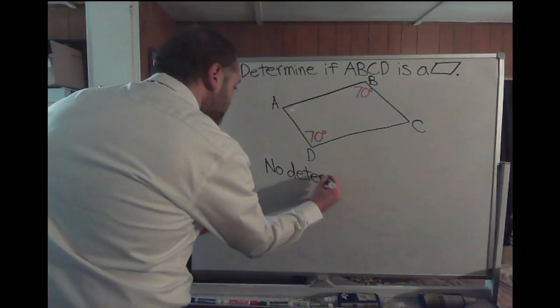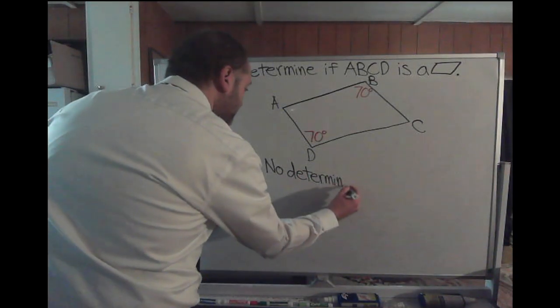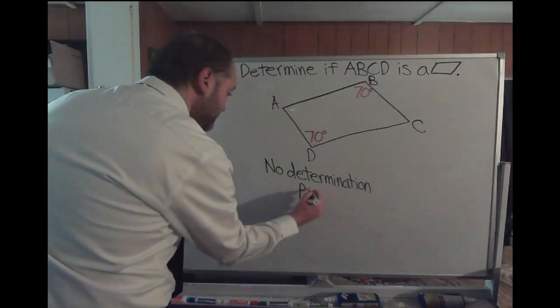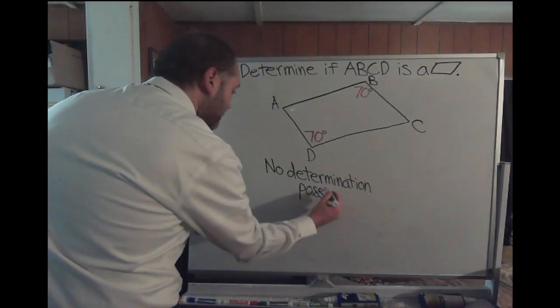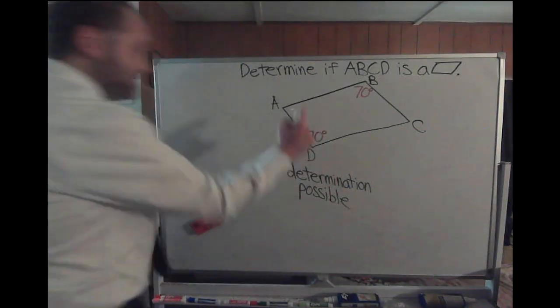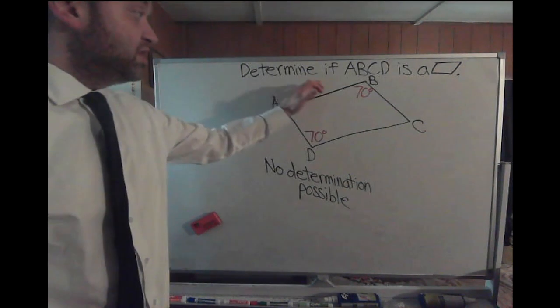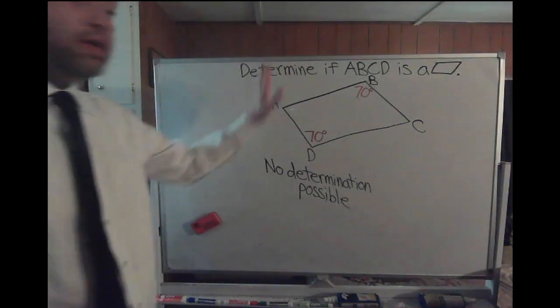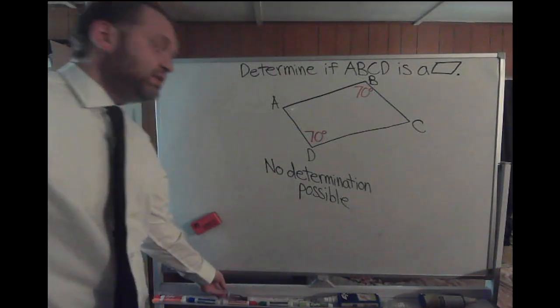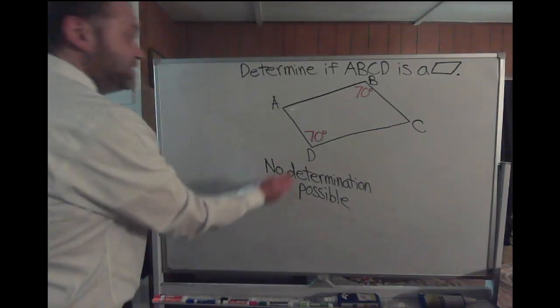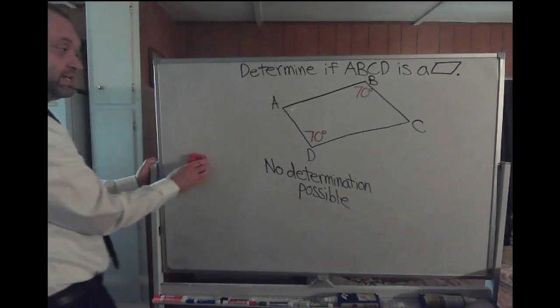We actually have no way to determine if quadrilateral ABCD is in fact a parallelogram, mainly because if we're going to go based off angles, we know nothing about the other angles. We know nothing about parallel sides or not. We know nothing about the sides' congruency, so we have no diagonals to work with, so no determination is possible in this particular case.